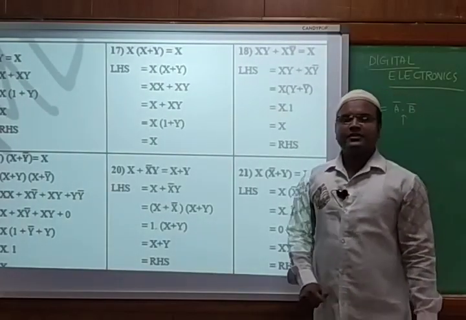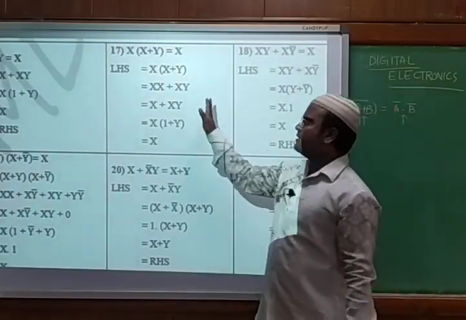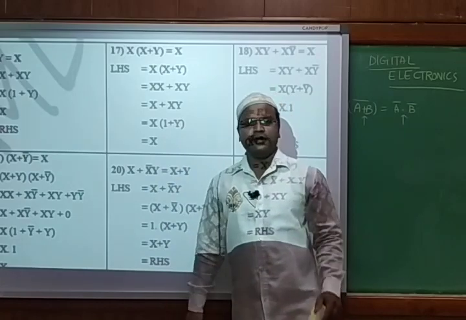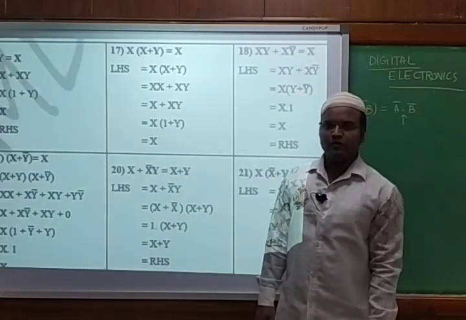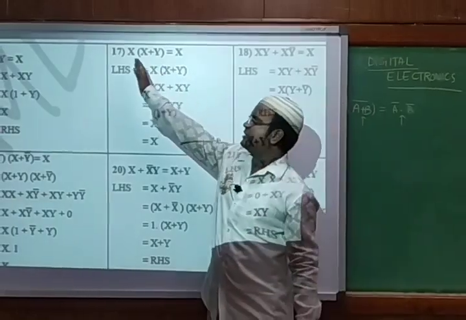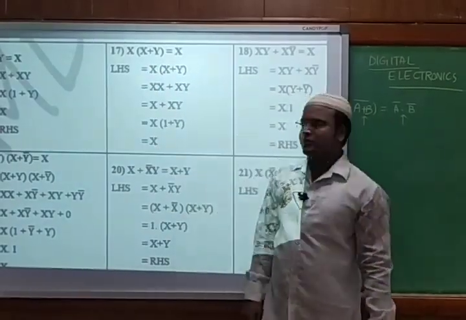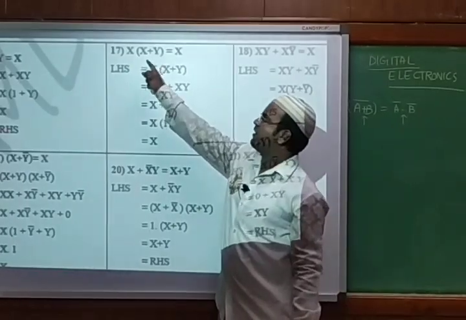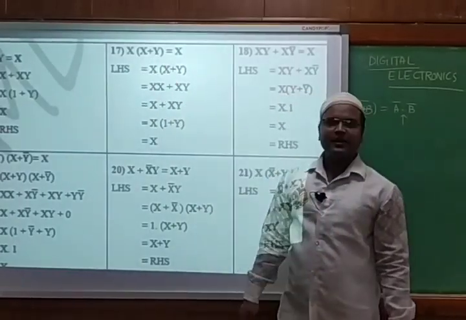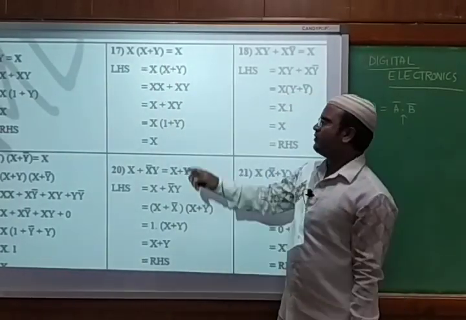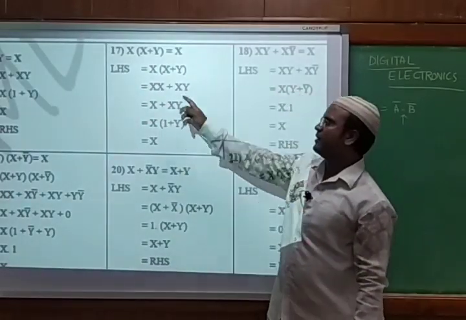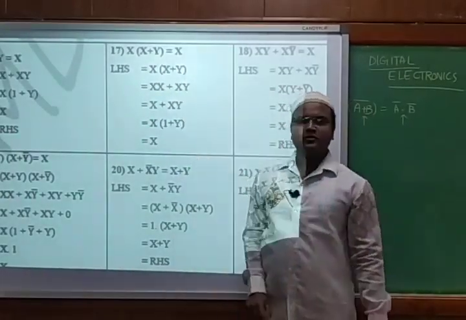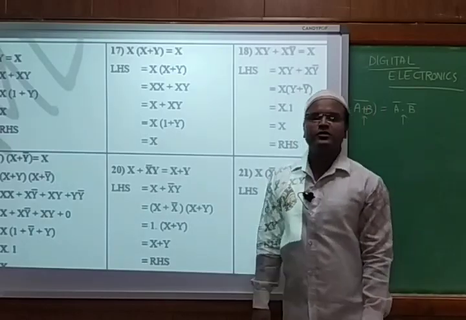Now, in today's class, we are going to see these kinds of questions and the conversion of those questions by using all these types of laws. As you can see here, this is question number 17. What is given is x of x plus y, we need to prove it as x. So we are taking the left hand side, x of x plus y. If you apply the distributive law, what is the distributive law?